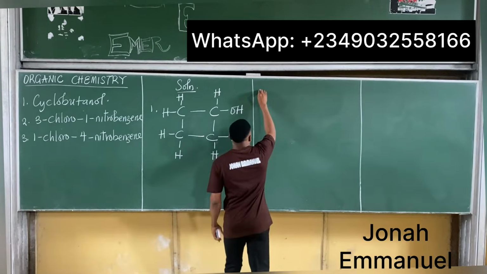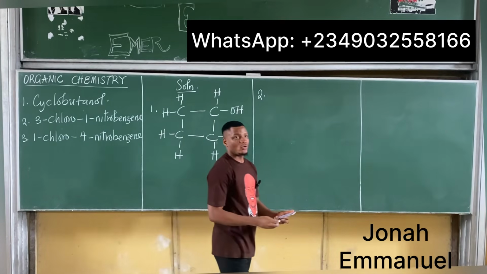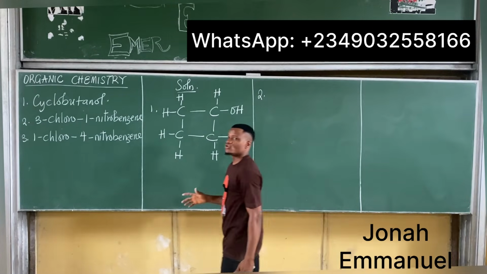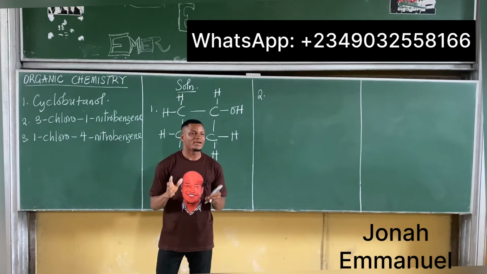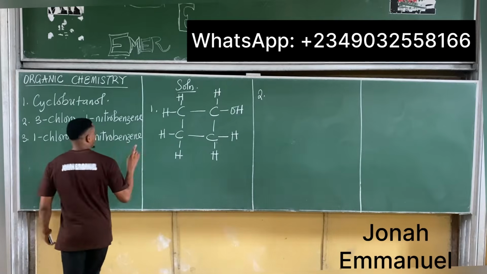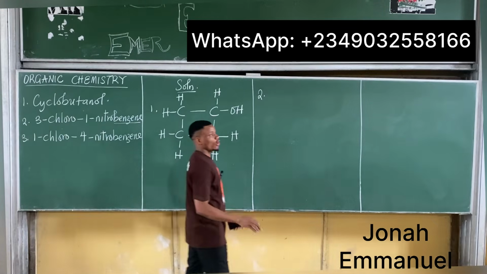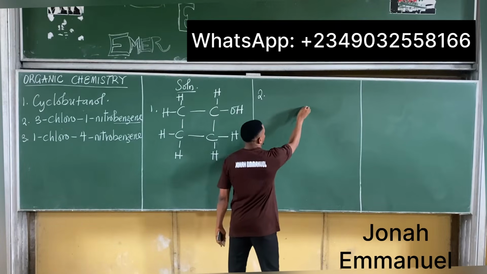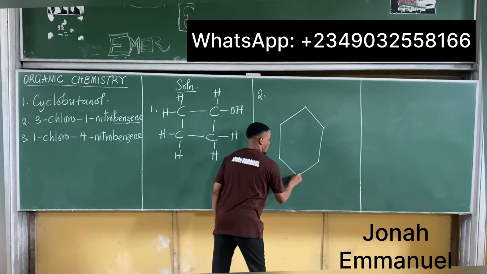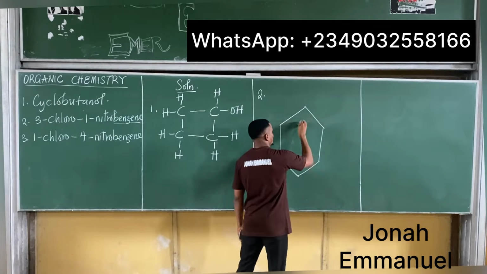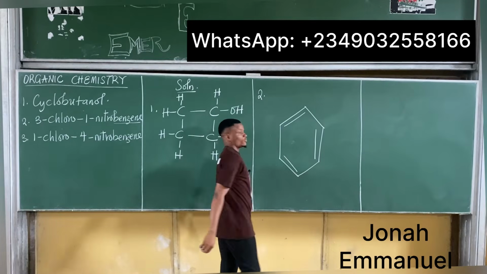Number 2, I have 3-chloro-1-nitrobenzene. To draw any structure, it depends on noting which of them is the parent. In this case here, my parent there is what? Benzene. It's benzene. So first things first, draw a benzene ring. For my benzene ring, I'm having this. So here is okay. It's not complete yet. I'm having here. So here's a benzene ring.